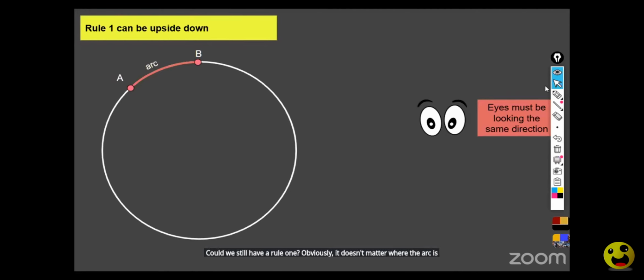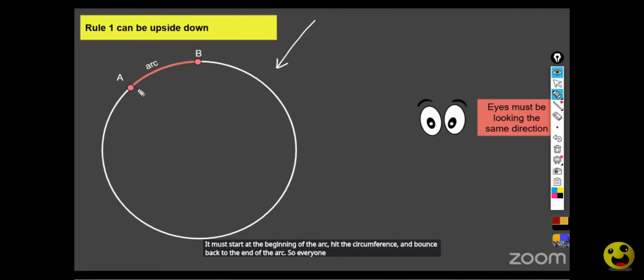The point is, for it to be rule 1, it must start at the beginning of the arc, hit the circumference, and bounce back to the end of the arc. So everyone draw this diagram for me with the arc, the red arc on top. Okay? When you finish, raise your hand so I know how to explain the slightly different version of rule 1. In fact, it doesn't matter where the arc is. The arc could be at the top, underneath, to the left side, to the right side. Okay?